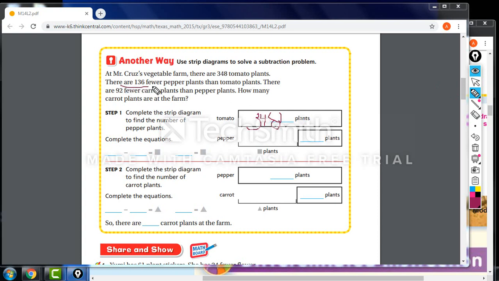There are 136 fewer pepper plants than tomato plants. There are 92 fewer carrot plants than pepper plants. How many carrot plants are at the farm? So complete the strip diagram here to find the number of pepper. So first we got to get peppers. Then from peppers, we use that in order to figure out how many carrots there are. So it's a two-step process.